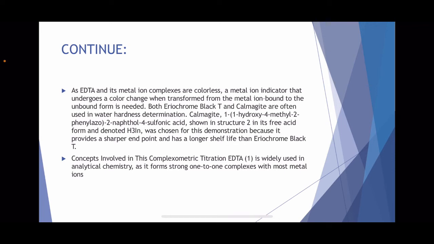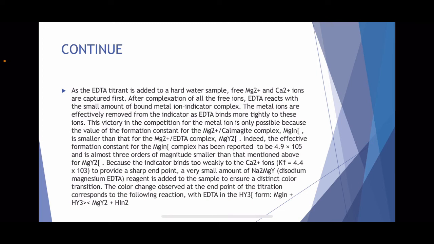Concept involved in this complexometric titration: EDTA is widely used in analytical chemistry as it forms strong one-to-one complexes with most metal ions. As the EDTA titrant is added to the hard water sample, free magnesium and calcium ions are captured first. After complexation of all the free ions, EDTA reacts with the small amount of bound metal ion indicator complex. The metal ions are effectively removed from the indicator as the EDTA binds more tightly. As we have already discussed, the Kf value of EDTA is much stronger than calmagite. This victory in the competition for the metal ion is only possible because the Kf value for the formation of the magnesium calmagite complex is less than that of the magnesium EDTA complex.